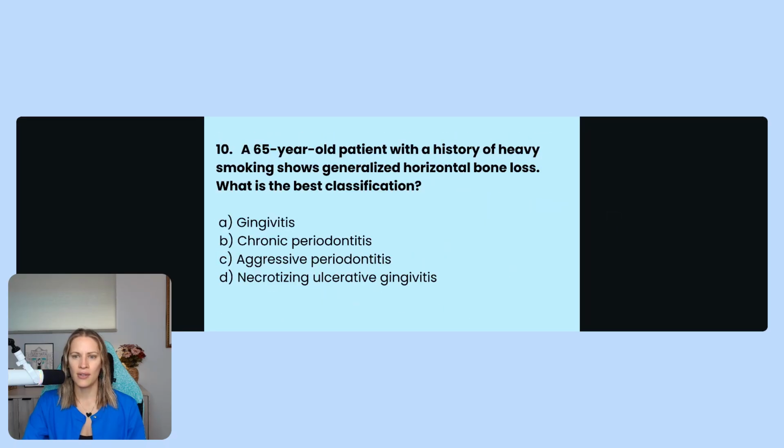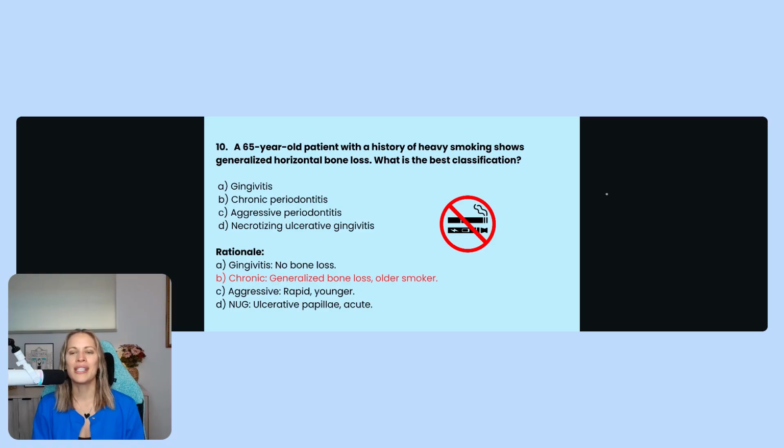Now, let's go through another one, maybe some gum disease. Okay, let's do this one here. A 65-year-old patient with a history of heavy smoking shows generalized horizontal bone loss. What is the best classification? Would you say A, B, C, or D? And feel free to stop the video if you need to think about it. So the best answer here is going to be C, chronic.